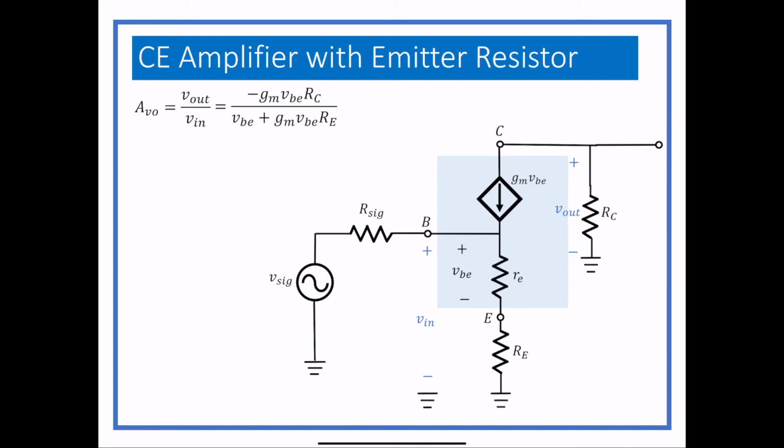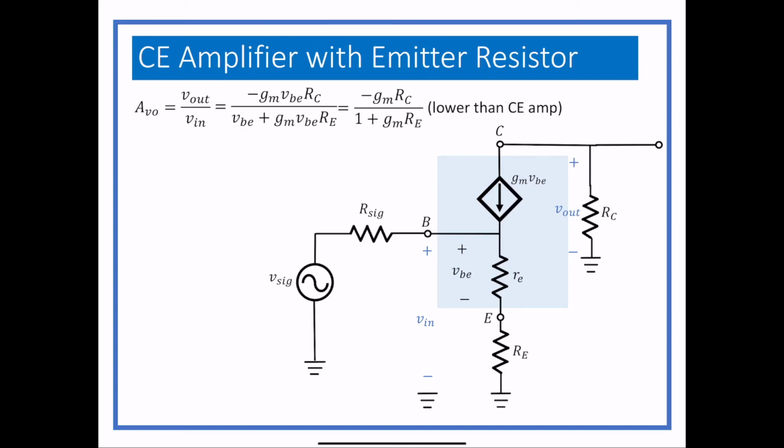Okay, then we can cancel all the VBEs. We get minus GM RC over 1 plus GM RE. Again, that's pretty much exactly the same as the MOSFET amplifier was. The MOSFET was minus GM RD over 1 plus GM RS. So it's the same basic equation, it's just presented with different values.